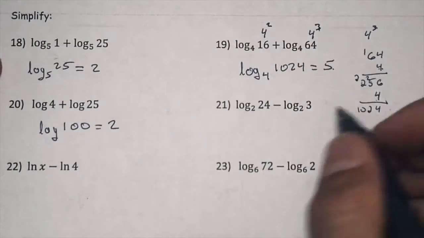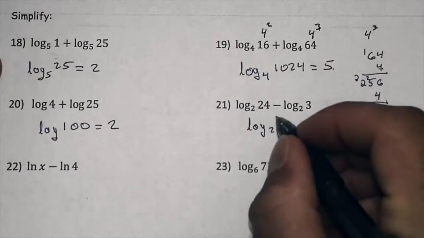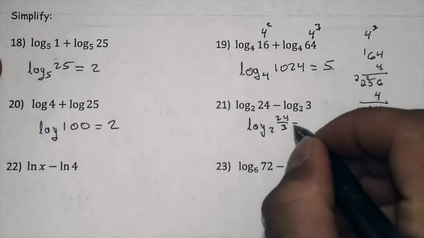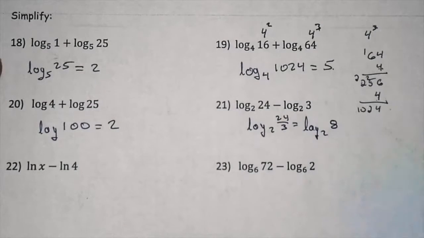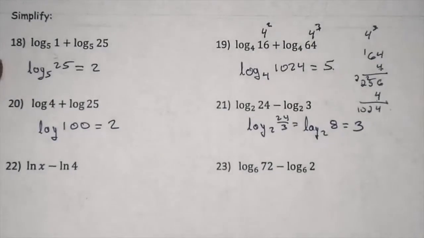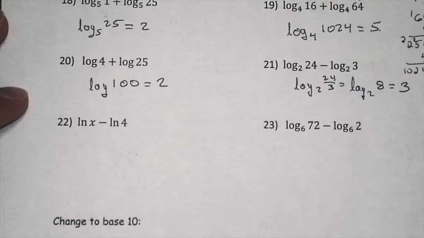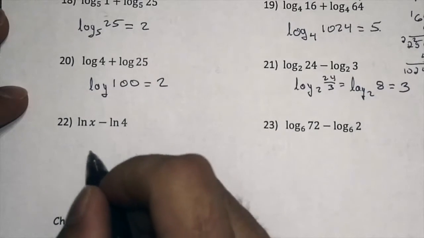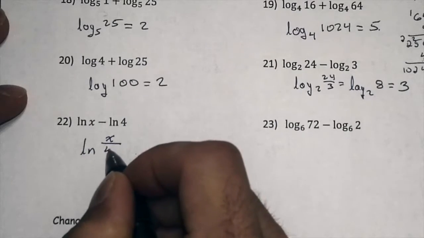21. We're subtracting now, so we have to divide. Log base 2 of 24 divided by 3 is log base 2 of 8. 2 to what power gives me 8? 3. You can't mess up like that on a test. Subtraction means division. Natural log of x divided by 4. Nothing else we can do there.